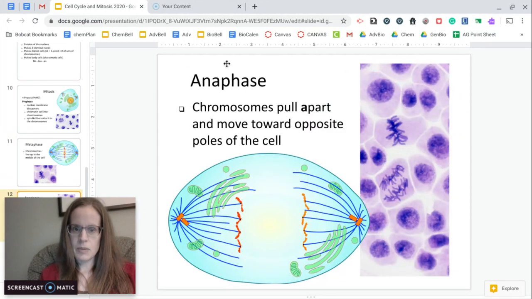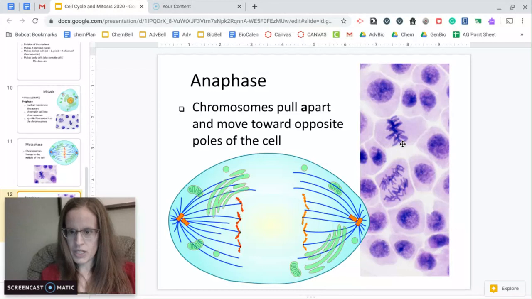All right, anaphase. I remember anaphase away. Those chromosomes are starting to move away from each other or apart. So those sister chromatids have split. You've got one sister chromatid going this way, one sister chromatid going the other way. And actually, once those chromatids split, they're called chromosomes again.